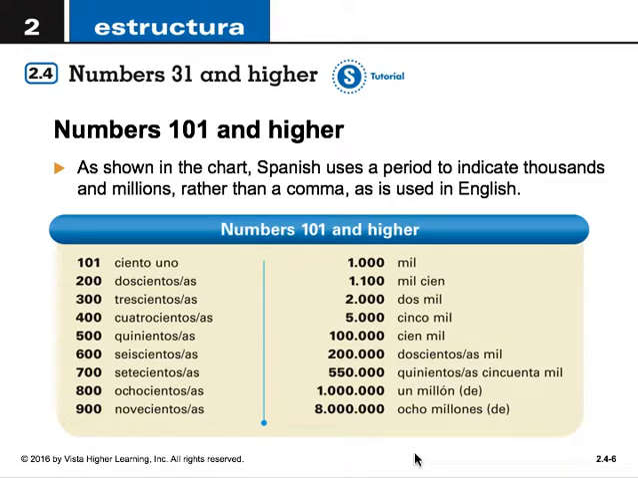For 1 million, we have un millón, and we almost always use the word de after it, a million of. Un millón de libros, un millón de dólares. And the plural form, notice that the singular form has a written accent mark. In the plural form, it is millones. For example, 8 millones, 8 millones de libros.